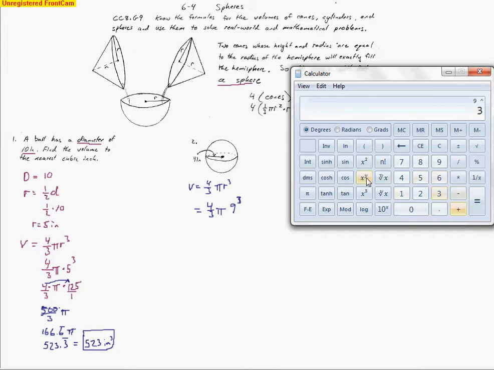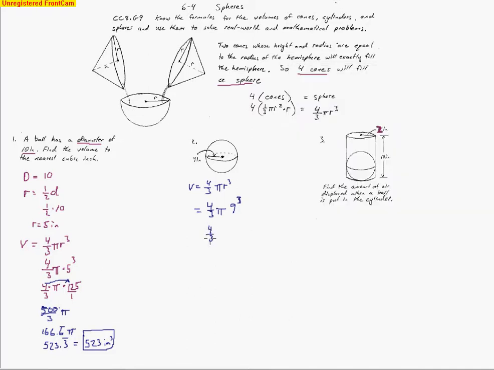Notice this XY button is what I end up using to come up with that. Now if you didn't know that, you could just do 9 times 9 times 9, and that would give us the same answer there, 729. So now we've got 4/3 pi times 729. Now 3 is going to go into 729 because 3 goes into 9.